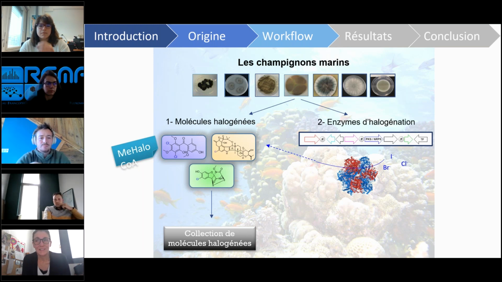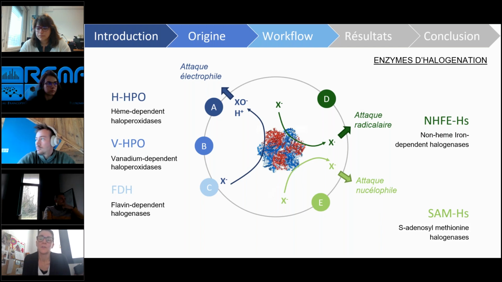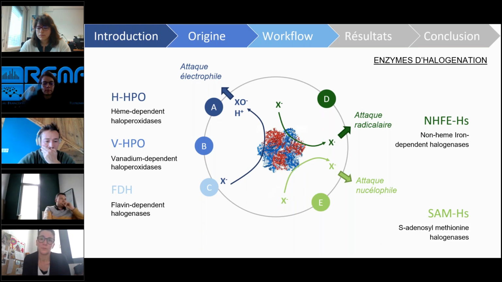And these halogenation enzymes can be of different types. In nature, there are different ones that have been described. First, the ones on the left are enzymes that transform ions such as chlorine or bromine into a reactive species. In this category you have haloperoxidases coupled to heme, haloperoxidases coupled to vanadium, and flavin-dependent halogenases.